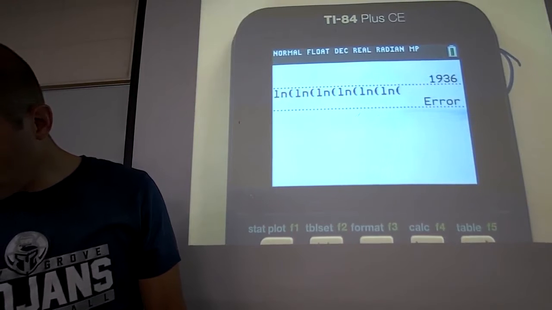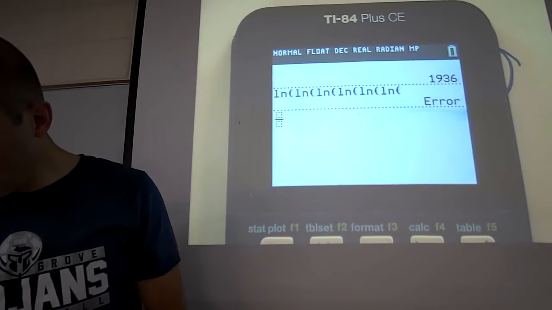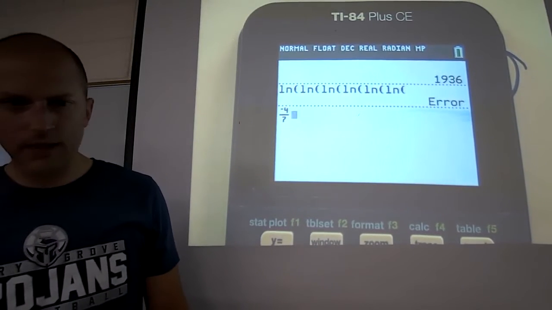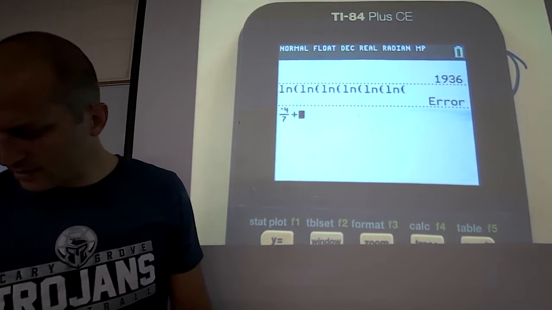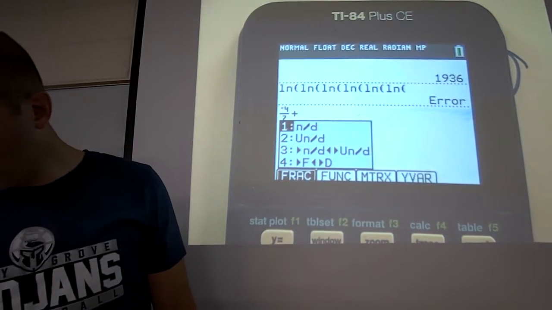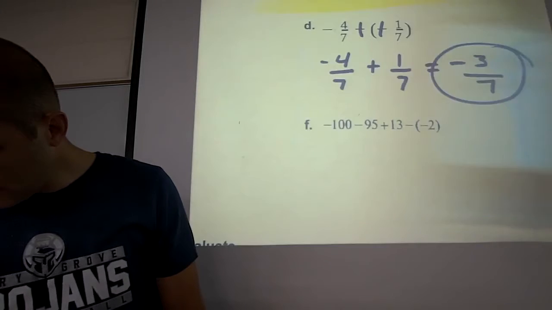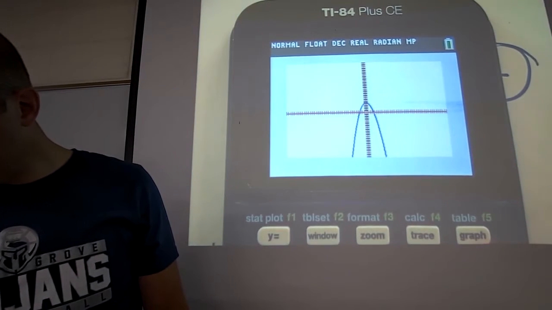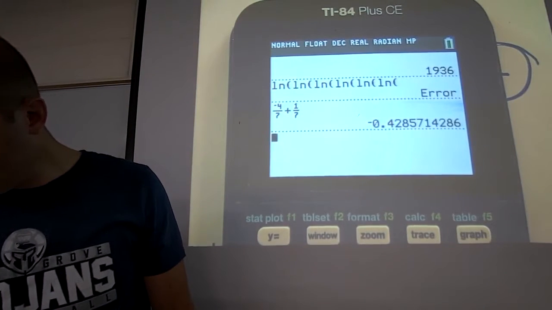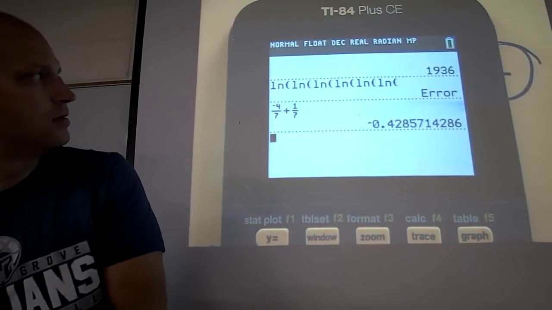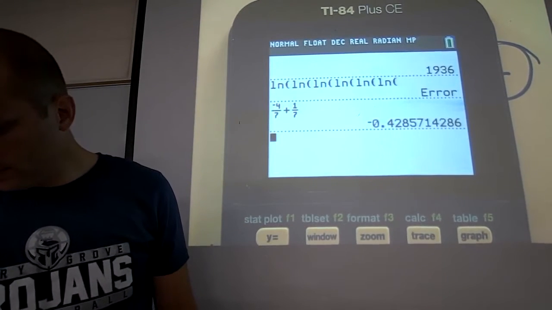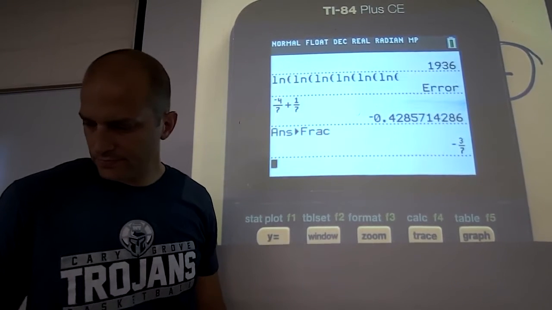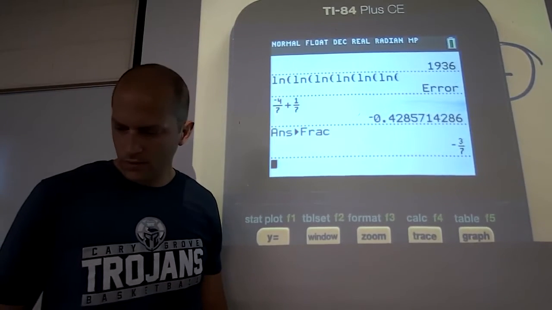So alpha, Y equals, number 1. And now I can type in negative 4/7, and get over using my directional pad, plus alpha, Y equals, number 1, and then 1/7. Press enter, and we get that decimal. You can go back and do math frac if you need to. It's just another way to do it. Okay?